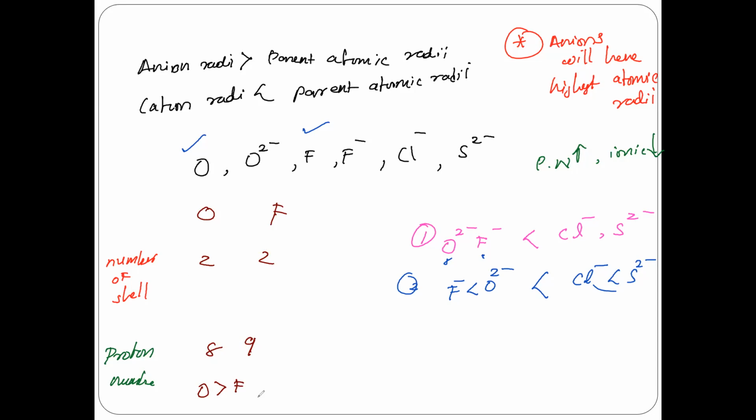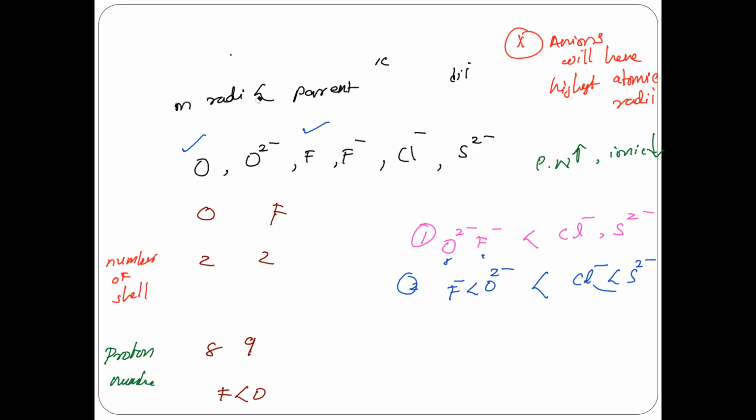So let's rewrite the decreasing order. So you can say your fluorine is less than the oxygen. Now, we already said the anion is less than the neutral atom. Sorry, the size of the anion. So here I can show that in words: anion will have the highest radii.